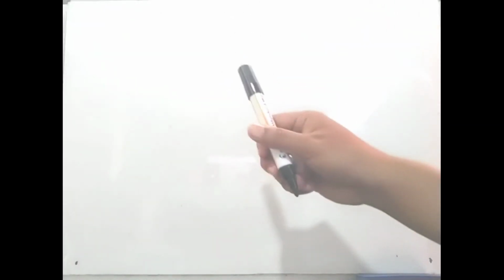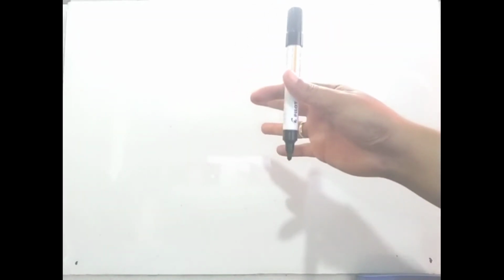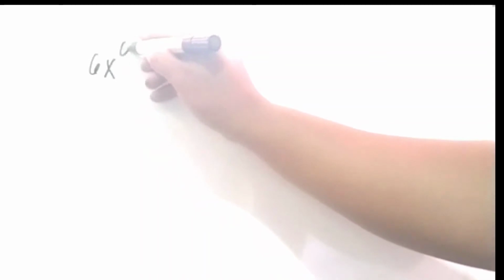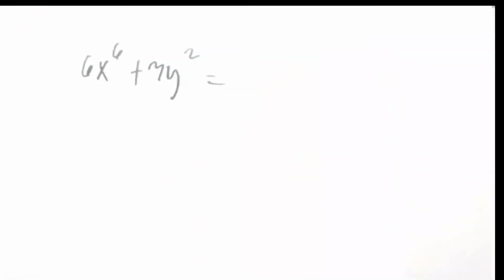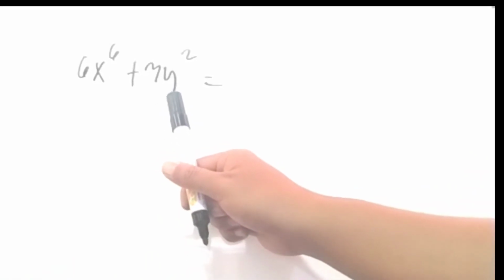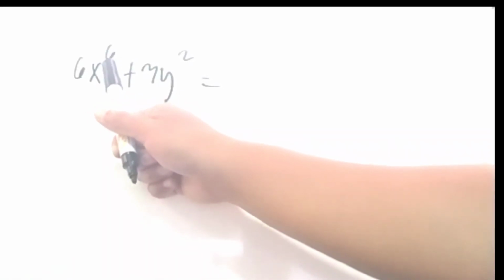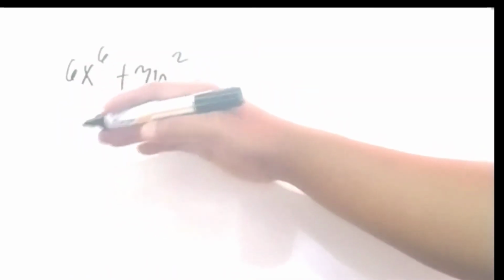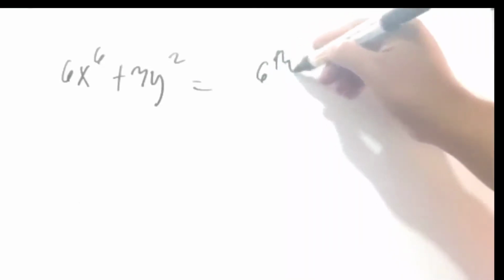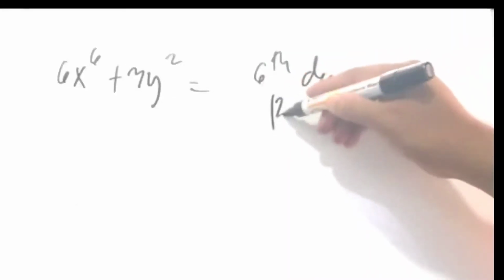Okay? The question is, why do we need to know the degree of the term? Because polynomials are often called by the degree of their highest term. For example, 6x to the power of 6 plus 3y squared. If a polynomial contains a 6th degree term and there are no other higher degree, then it is called a 6th degree polynomial.